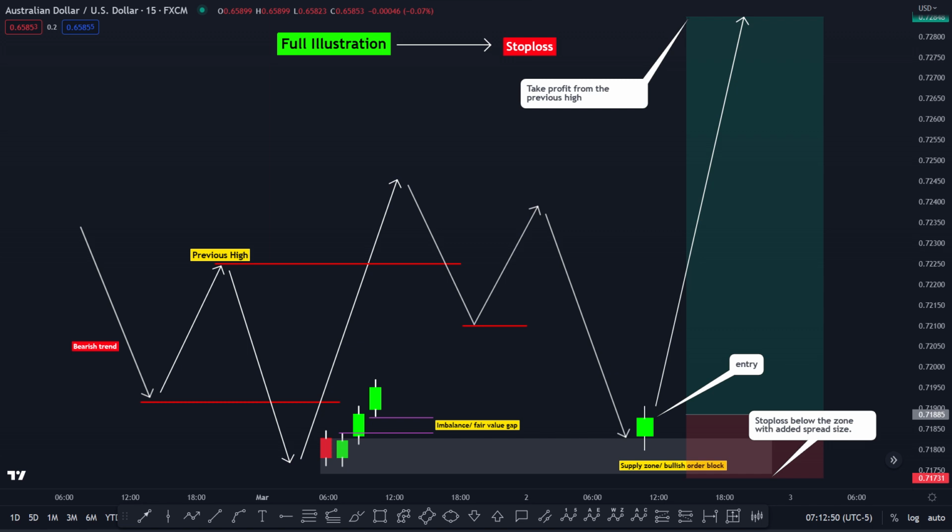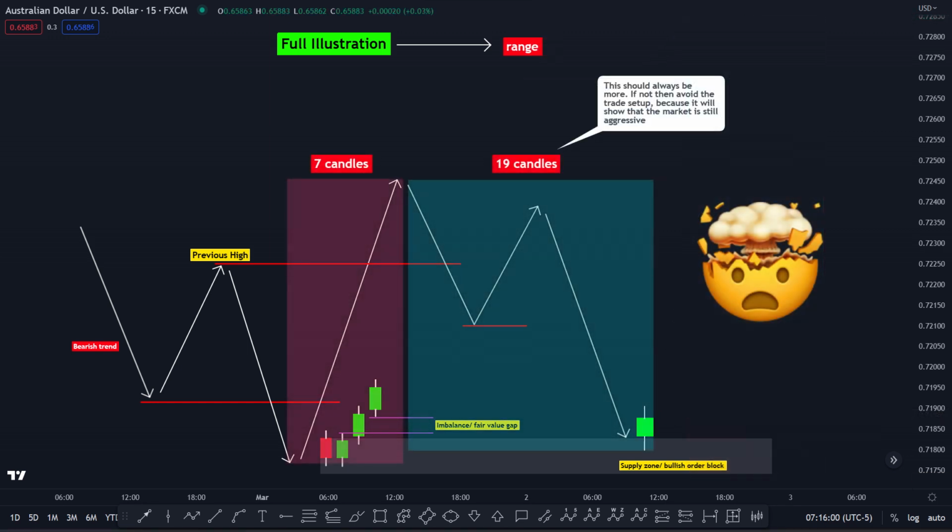Then your trade setup will look something like this for someone who will be entering on the close of the candlestick. And don't forget to add a few pips below the stop loss for spread, because you know trading brokers like to take our money. And for take profit, we will be looking to target previous highs.